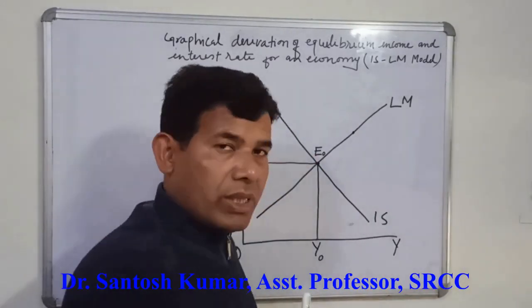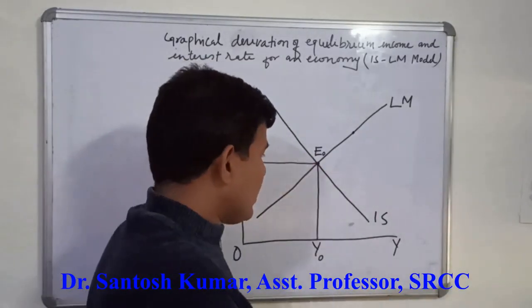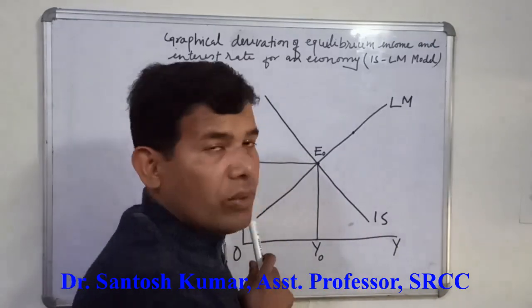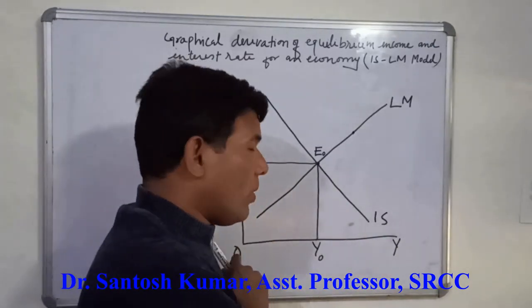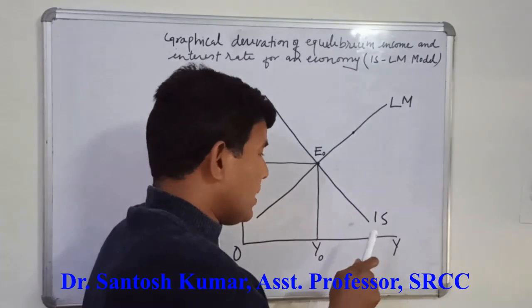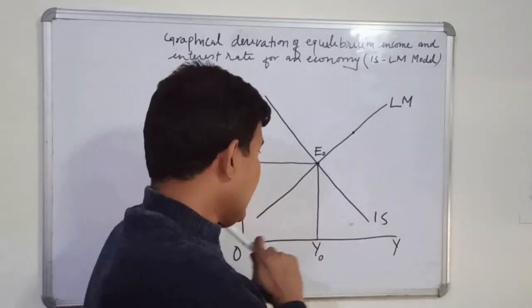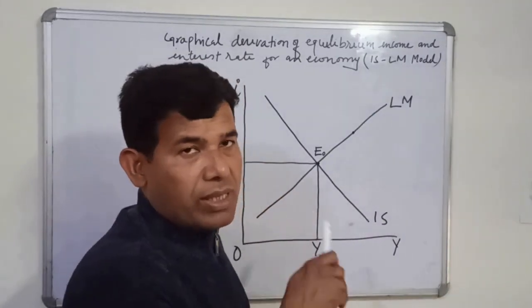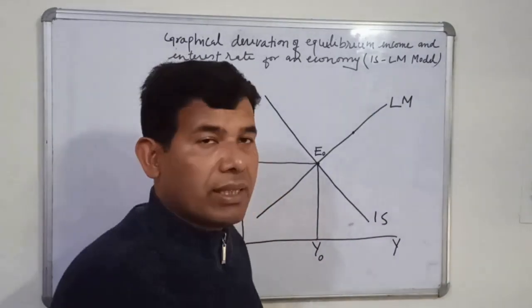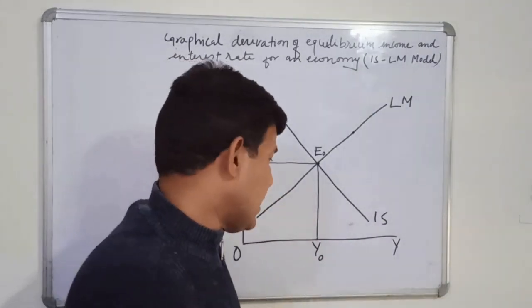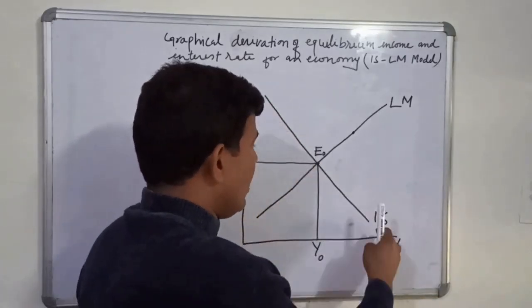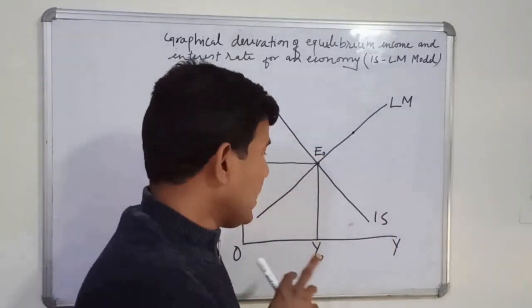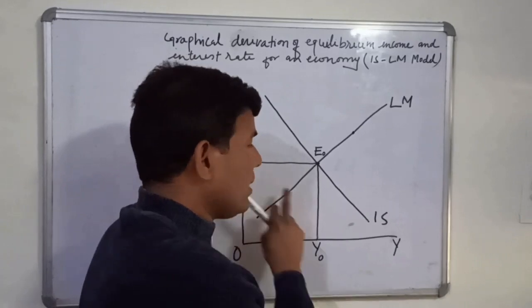This is your IS curve, which is downward sloping. What does it tell you? It tells you that when interest rate falls, income rises. What does it mean? That when interest rate falls, investment rises, and when investment rises, through the multiplier, income rises. So this is how you get the downward sloping IS curve showing an inverse relationship between interest rate and income.